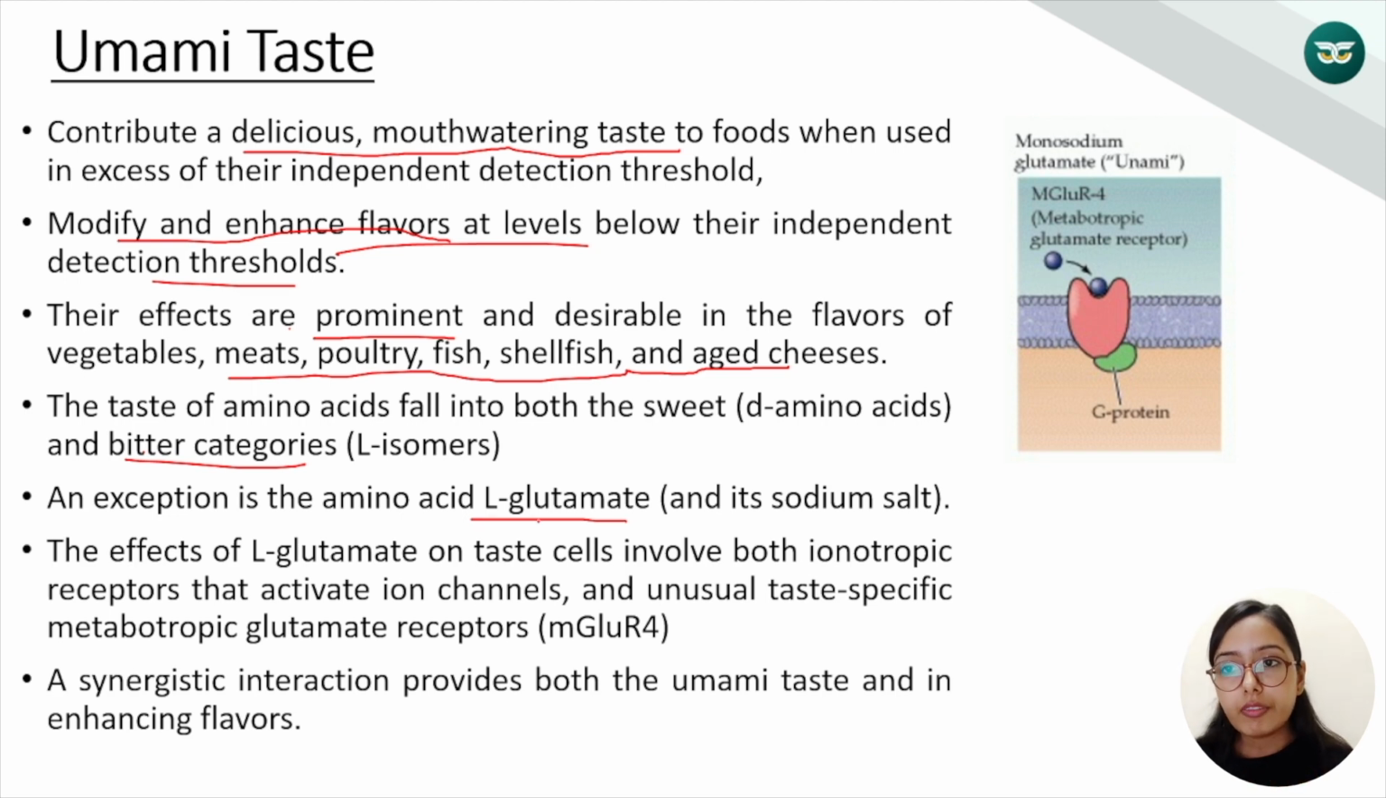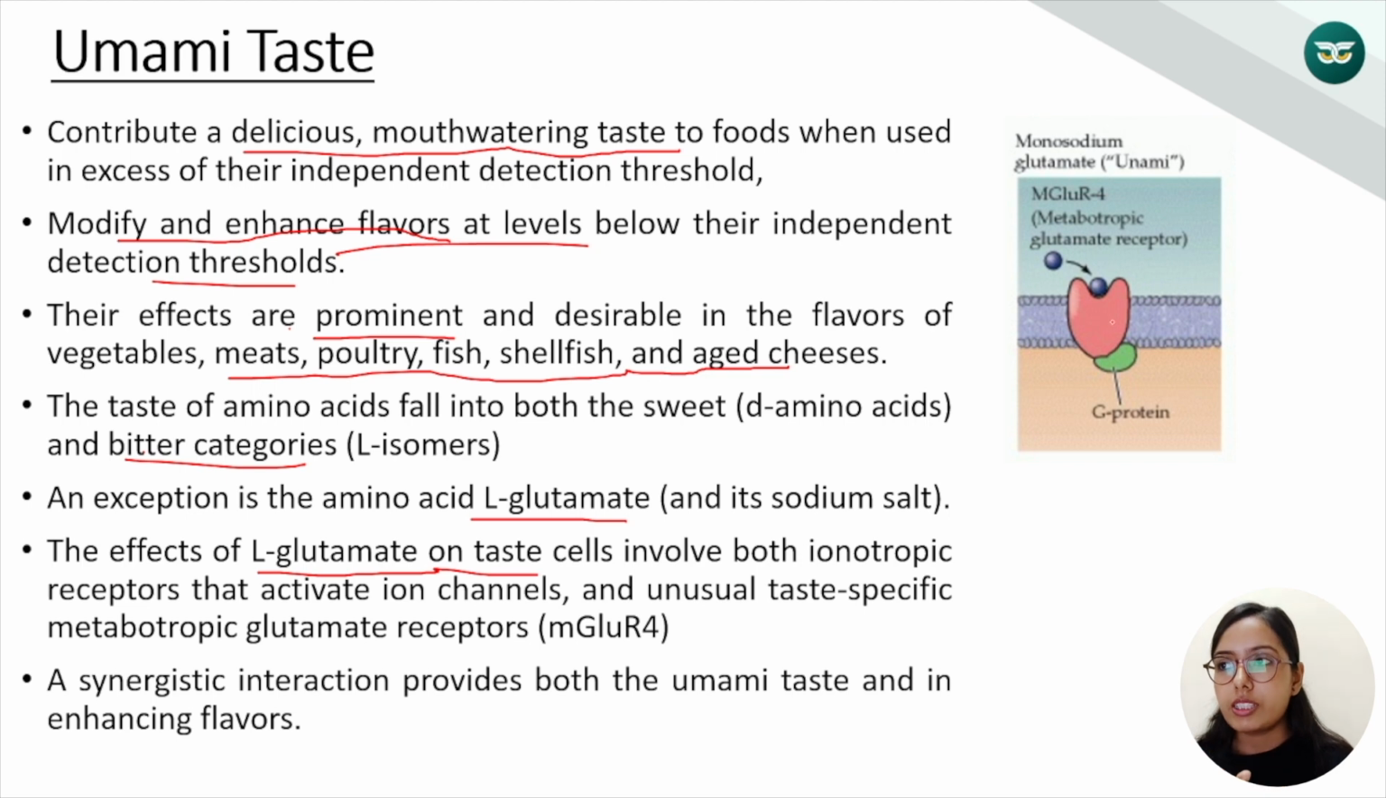So the effect which is being generated by this L-glutamate on taste cell involves both ionotropic receptors that activate the ion channels, and unusual taste-specific metabotropic glutamate receptors, which are present in our tongue, are responsible for the perception of this taste, and this taste is actually what we say is umami.